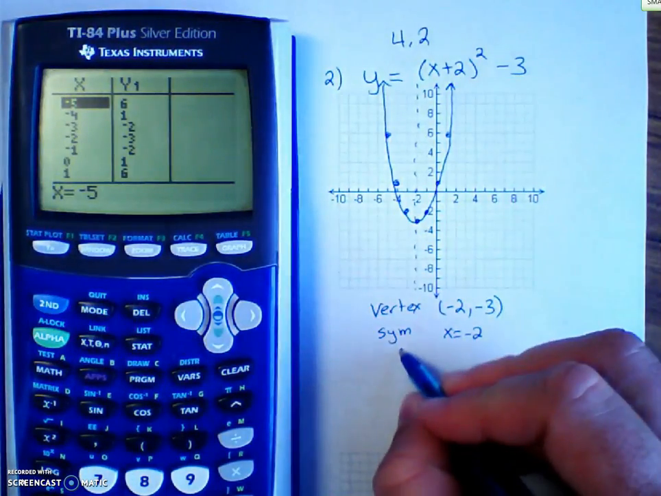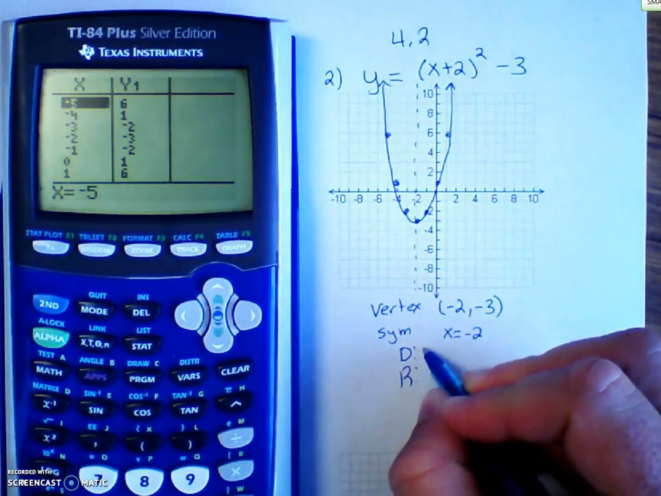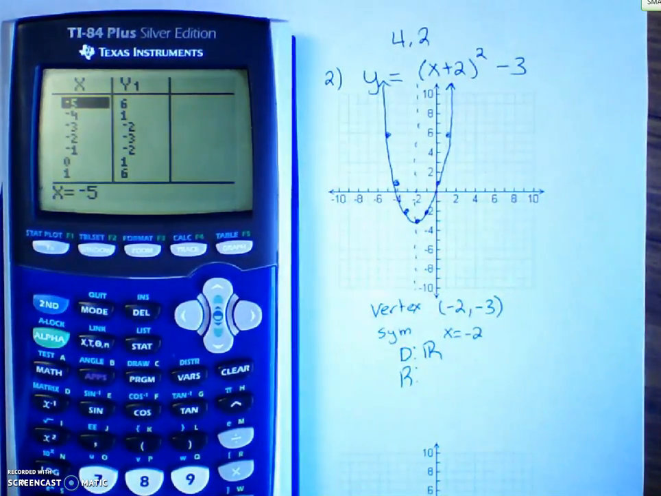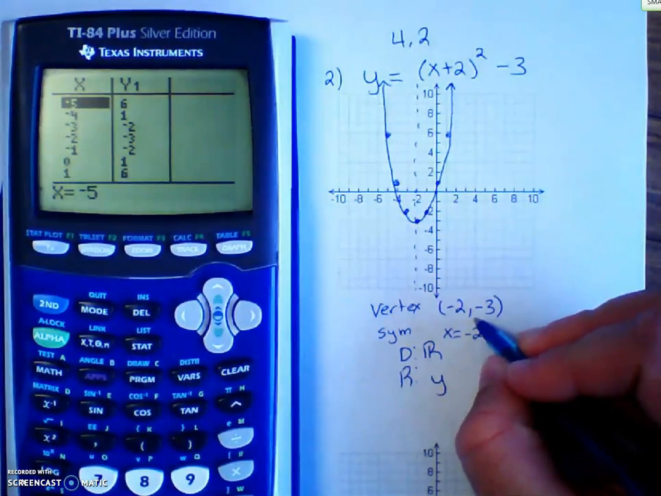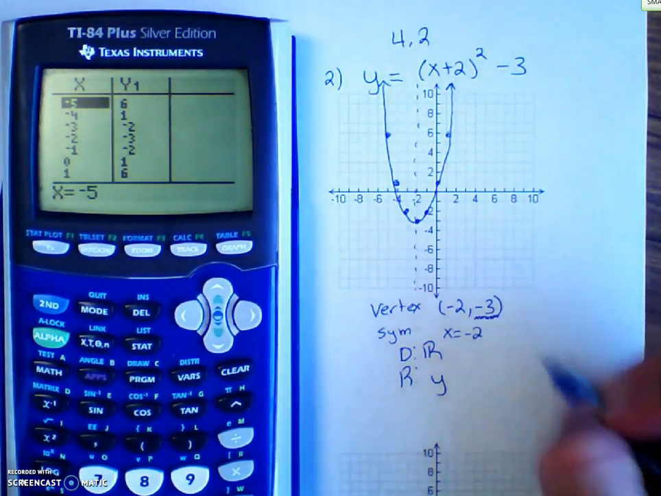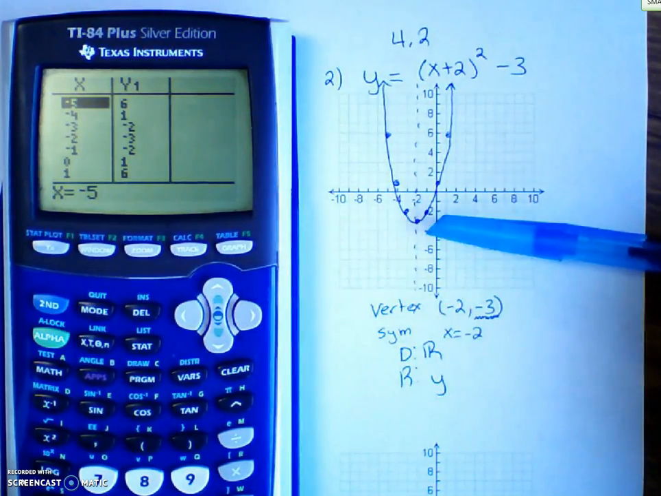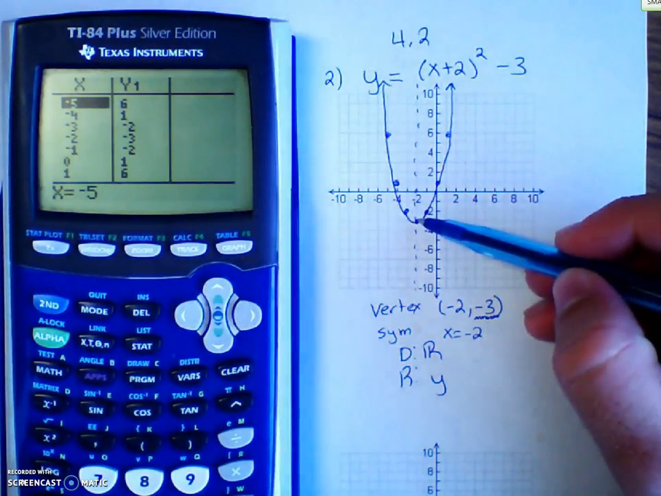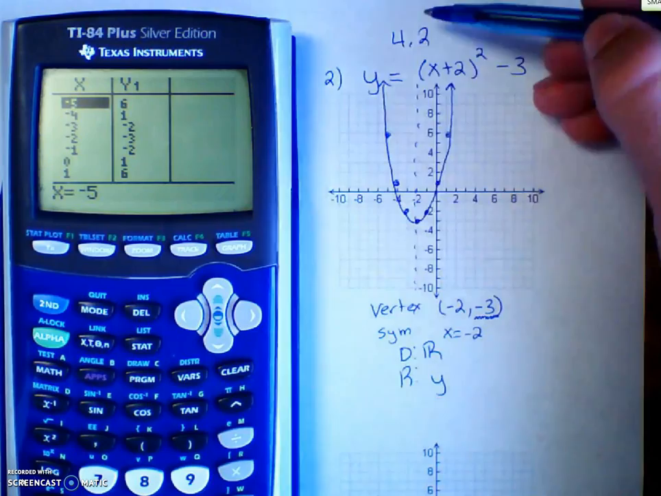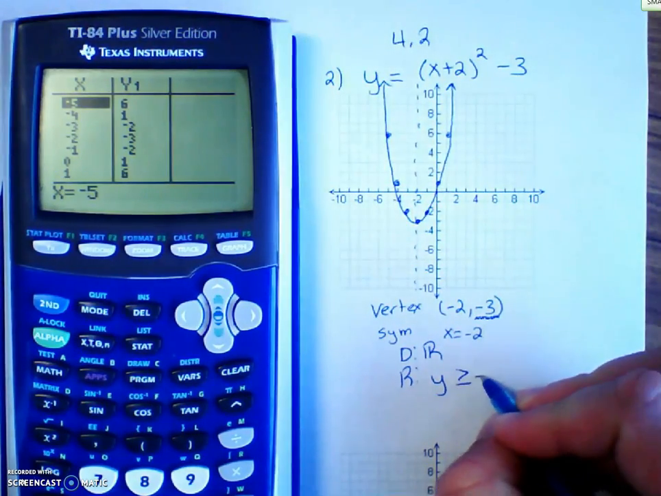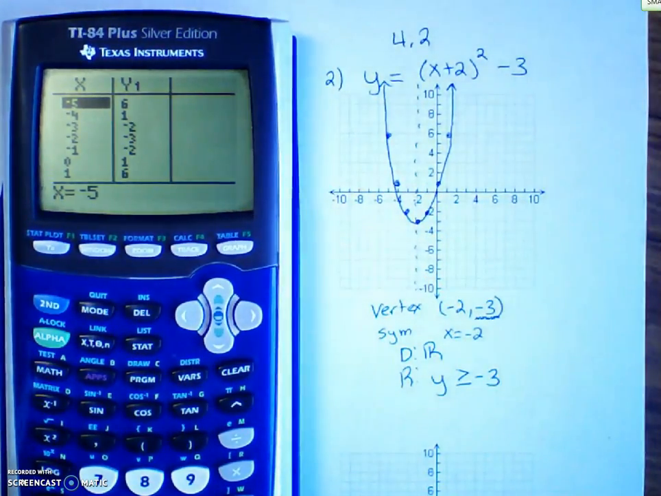And your domain and range, just like the last problem, your domain for any quadratic is always all real. And your range, just like the last problem, depends upon the y value of your vertex. And because this is a U shape again, and this negative 3 is the lowest that my graph will ever get, that means that it can be y equals negative 3 or anything bigger than that. So y greater than or equal to negative 3.